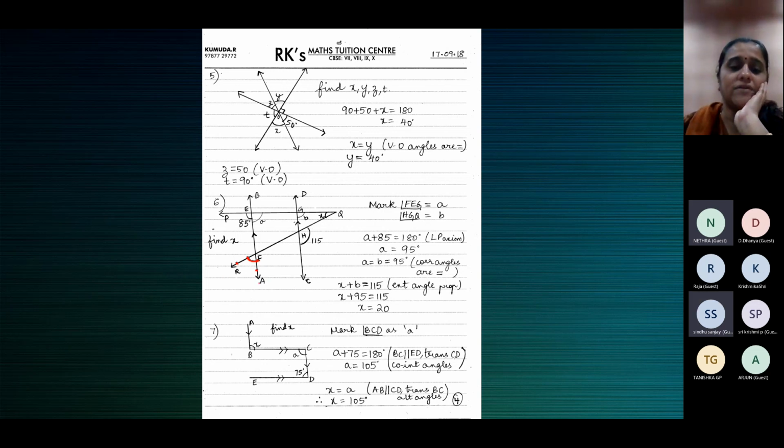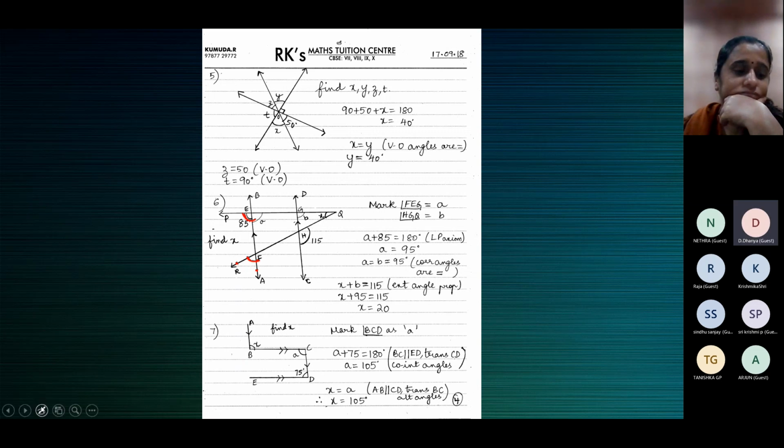RFA, or AFR. AFR. Yeah, AFR. How do you name this angle? Angle PEF, or FEP. Correct.